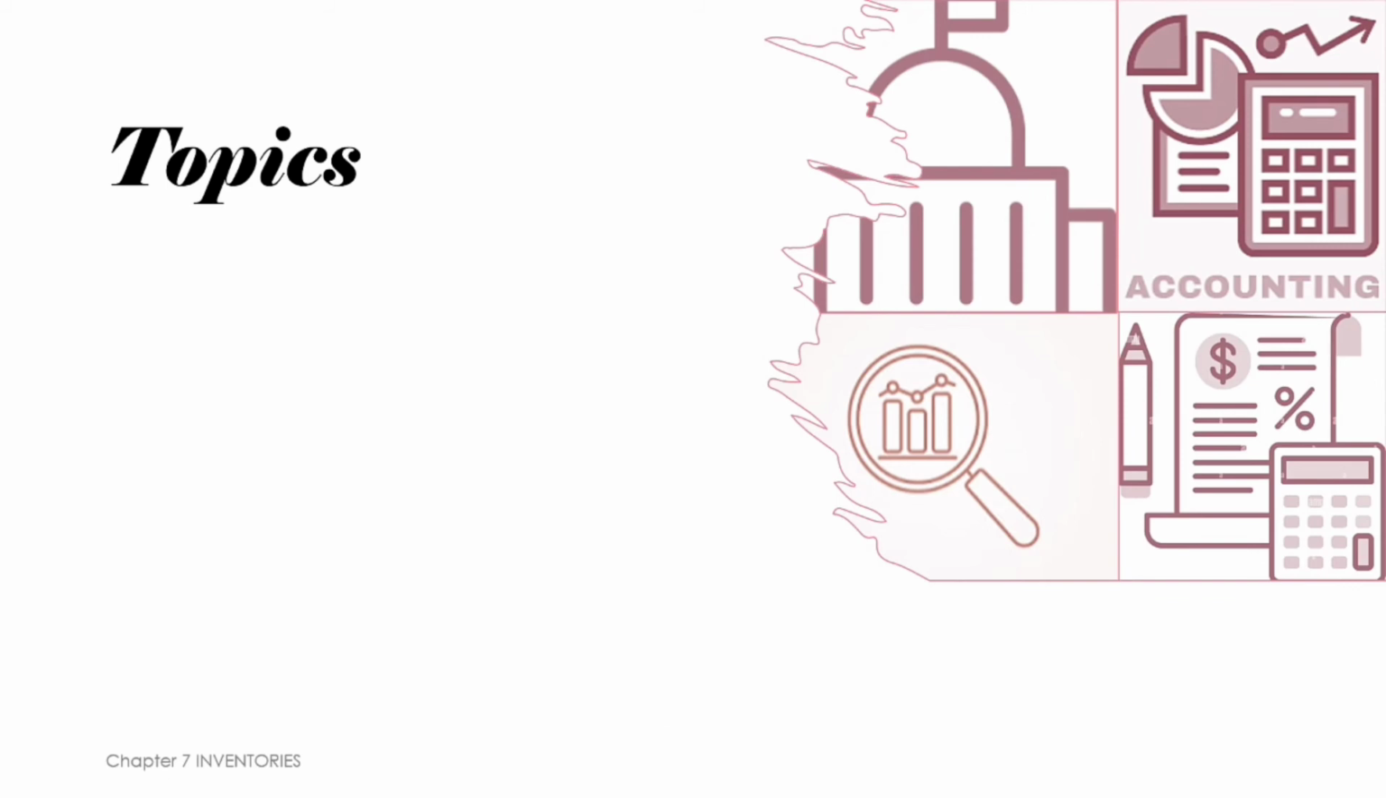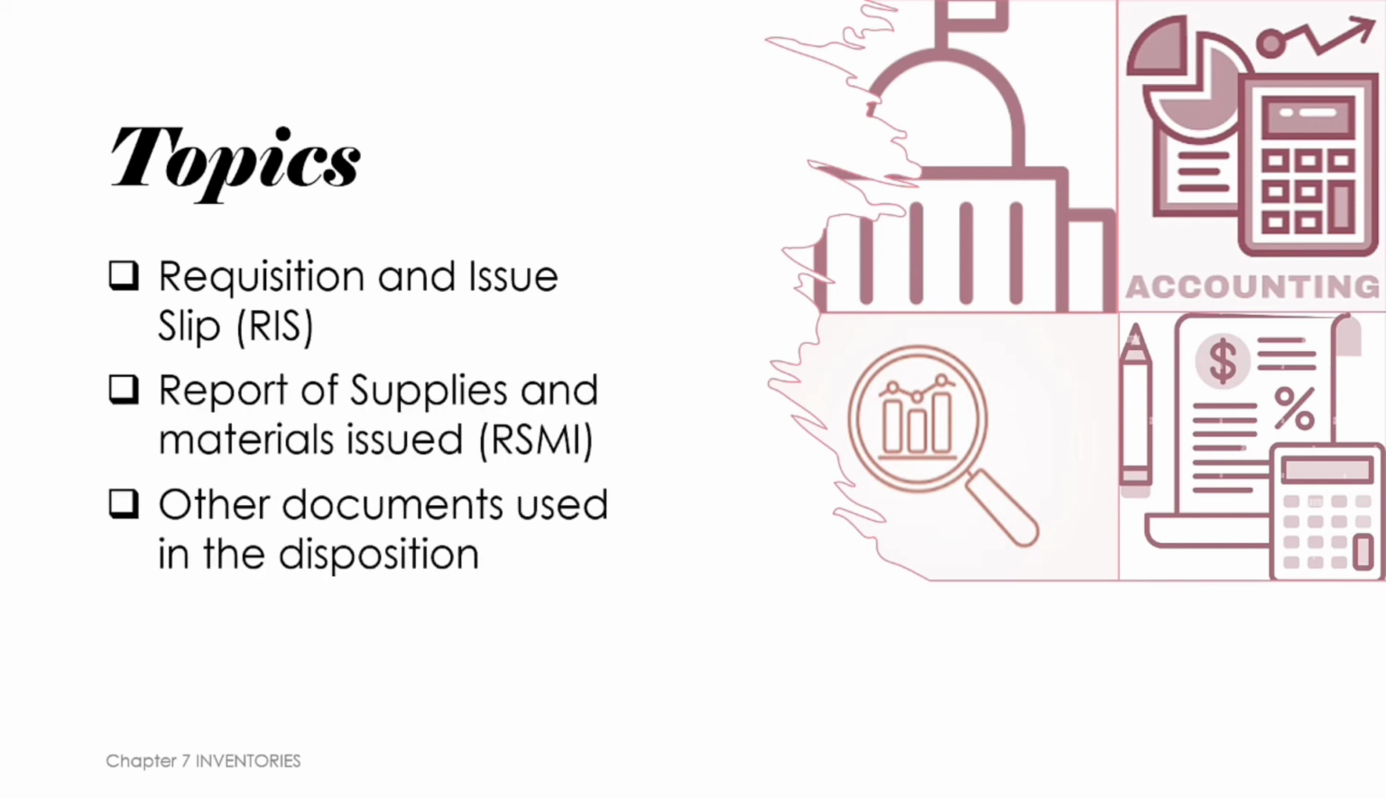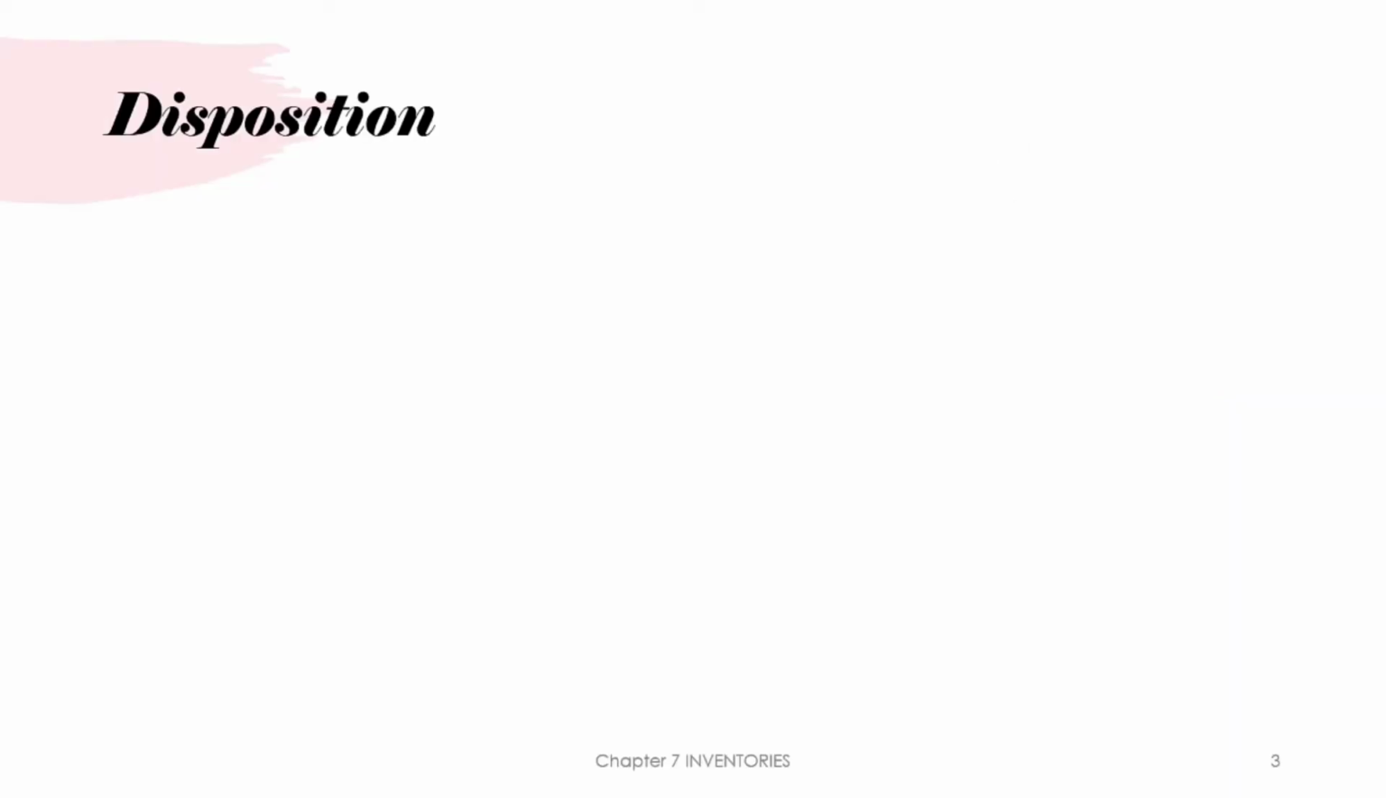The topics that we will tackle for the following slides are the requisition and issue slip, report of supplies and materials used, other documents used in the disposition, and of course, the summary for Chapter 7 under Inventories. For government entities, disposing inventories follows an order. So for the following slides, we will be discussing the disposition of these inventories.